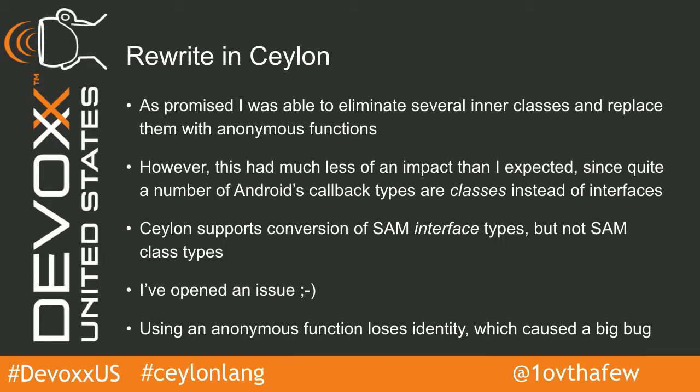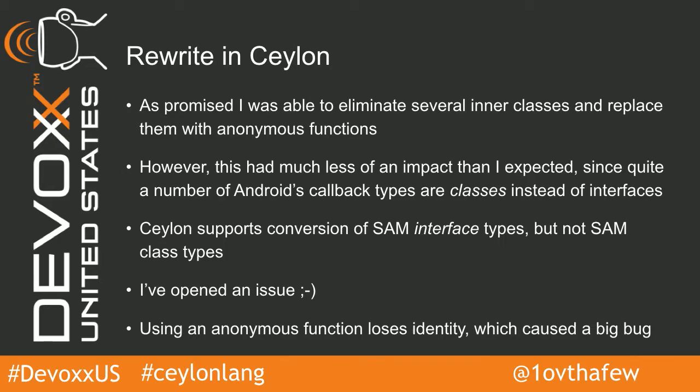Which is to say that Android's APIs aren't really set up either for Java, for Ceylon or for Java 9. And even when Java 9 comes, they're going to get a lot less value out of anonymous functions than perhaps people are expecting. So I wound up using our version of anonymous classes, which are a little bit different to Java's, instead of lambdas. I have opened an issue to request that we add support for conversion of anonymous functions to single abstract method classes, specifically for use in Android development.